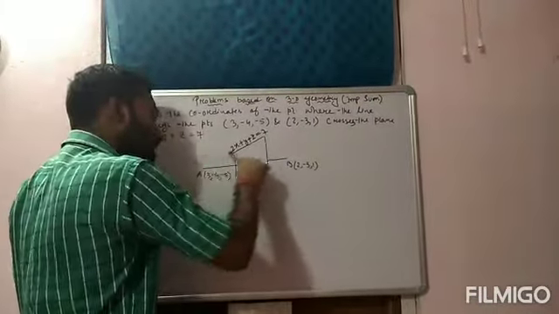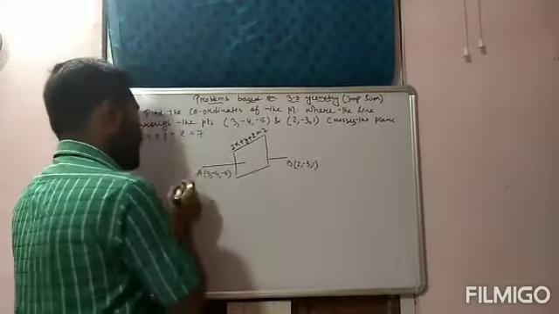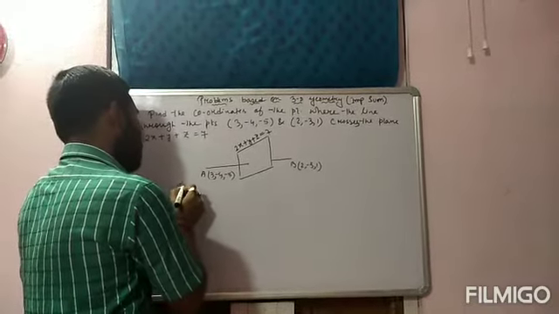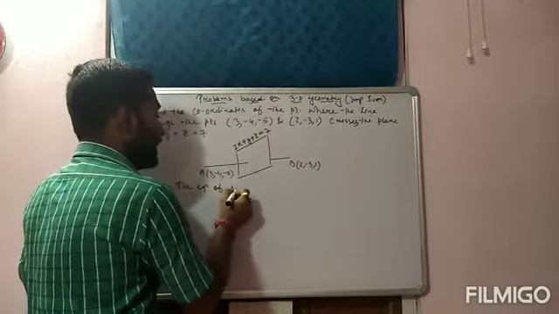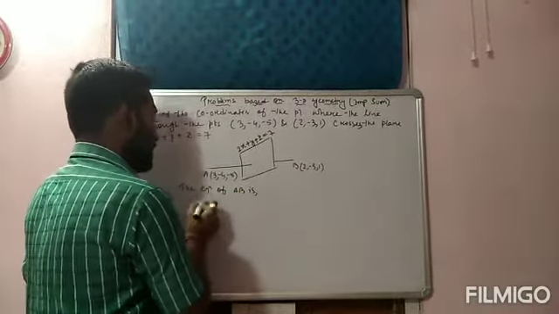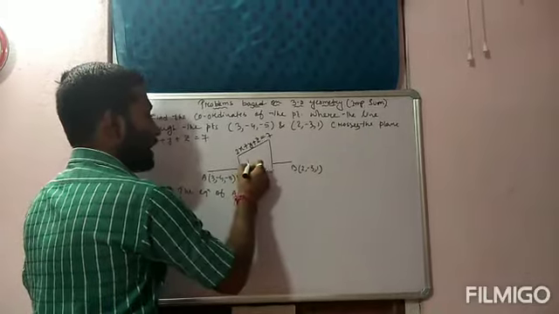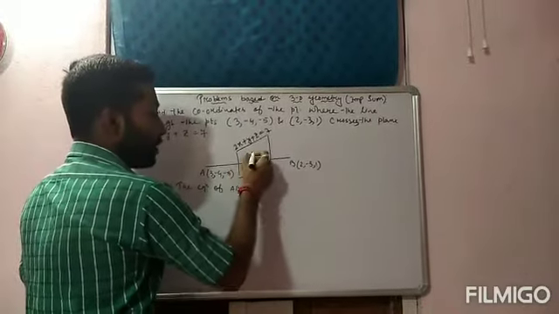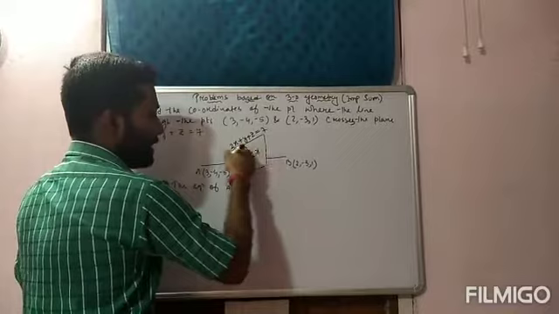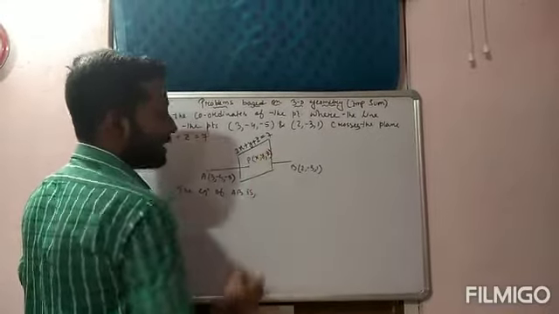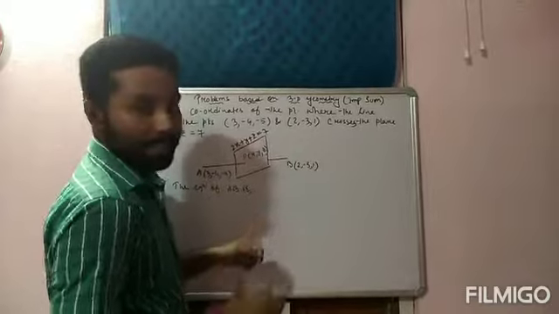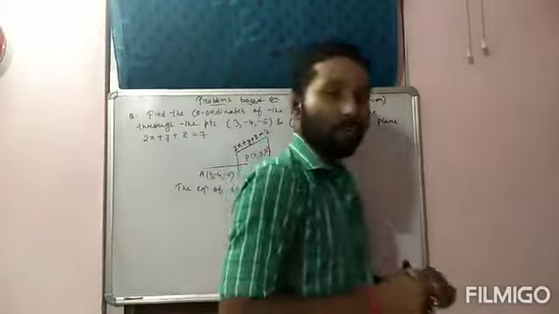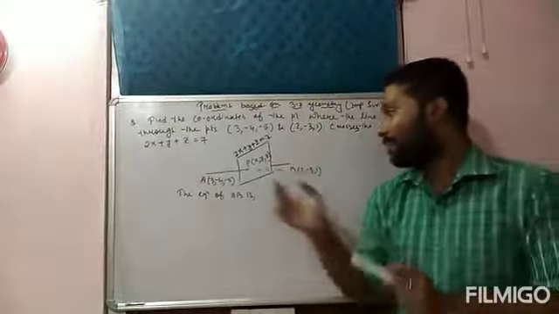First of all, find the equation of the line AB. So the equation of AB is, what is the formula? Here also you are asked to find the coordinates of the point where it crosses this plane. So let us consider the coordinates of the point P be x, y, z. You are asked to find the coordinates of the point P, meaning find the values of x, y, z.